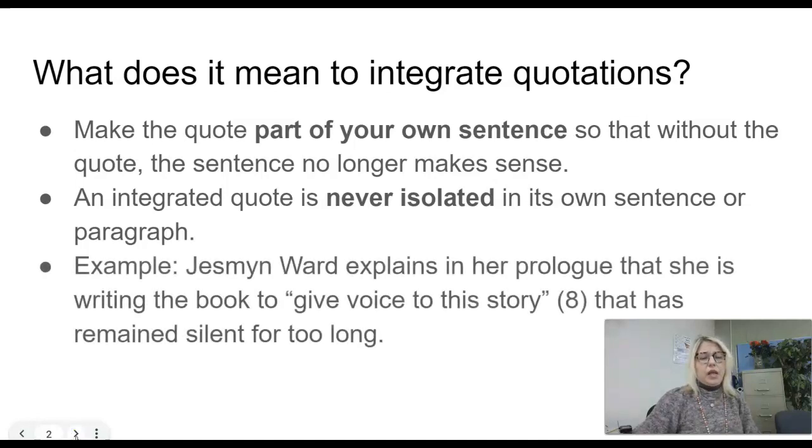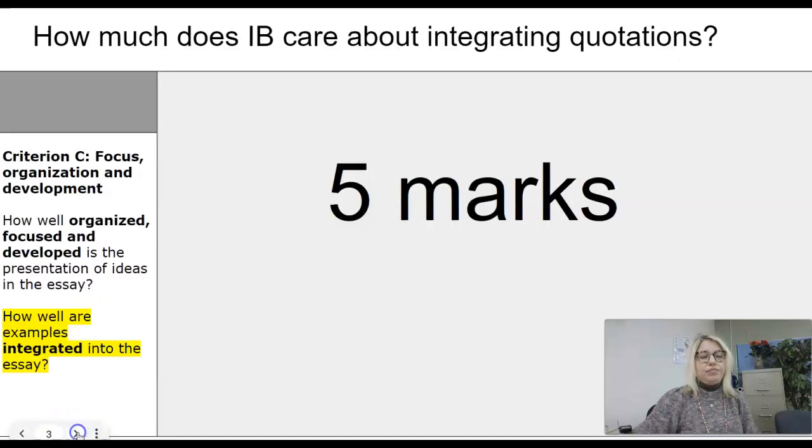Here's an example. Jesmyn Ward explains in her prologue that she is writing the book to give voice to this story that has remained silent for too long. If I took out the quote, my sentence would read, Jesmyn Ward explains in her prologue that she is writing the book to that has remained silent for too long. It would no longer make sense. So when you integrate your quote, you're putting a short piece of text inside of your own sentence.